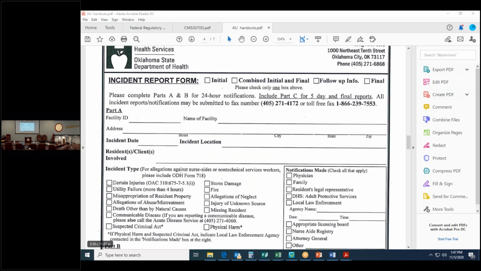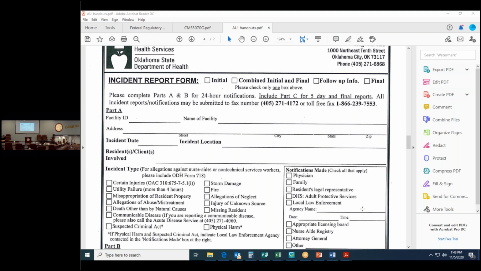the situation was. So it's going to be certain injuries, utility failures more than 4 hours, misappropriation, allegations of abuse and neglect, and so forth. In ICF, we have to follow the same guideline as in the nursing home. Also, we have to notify family, and in some cases, depending on the situation, if it is some type of abuse or neglect, unknown, and there are bruises or something of that nature, you may have to call law enforcement. Anytime there's misappropriation or abuse, rape, or anything of that nature, law enforcement has to be called out.